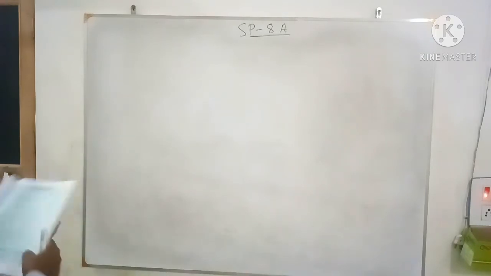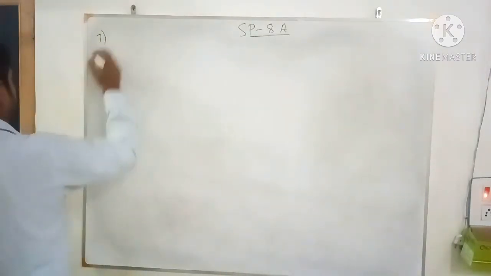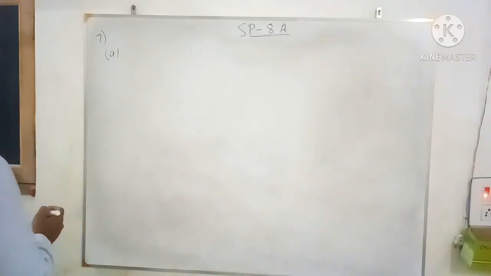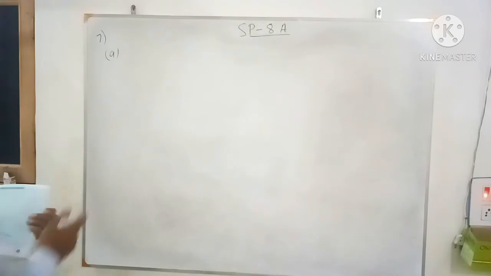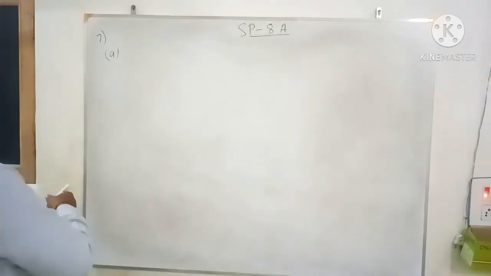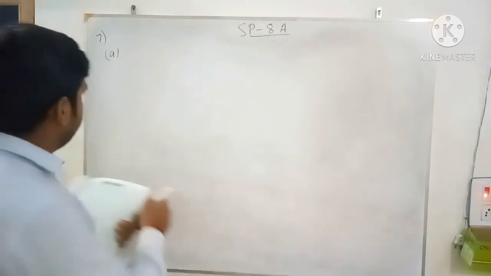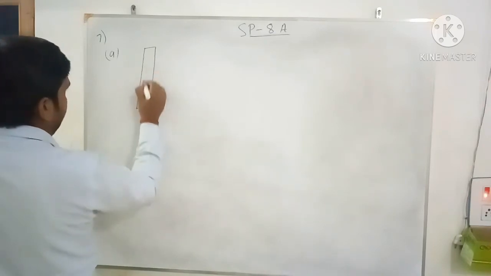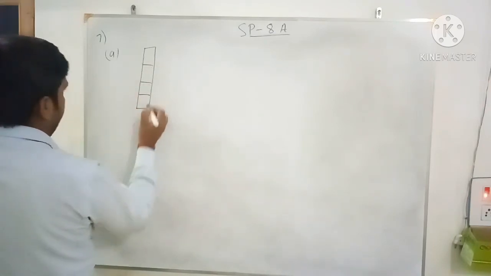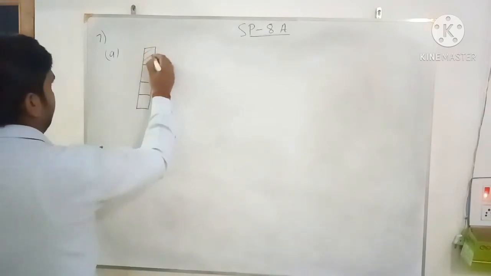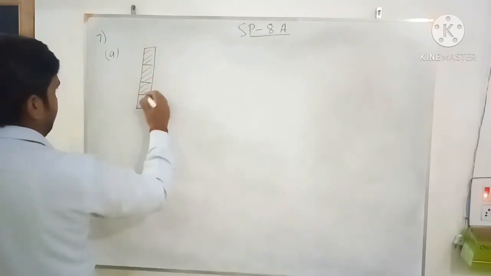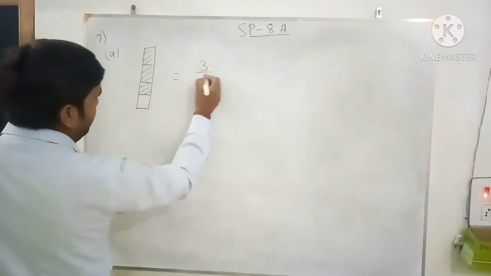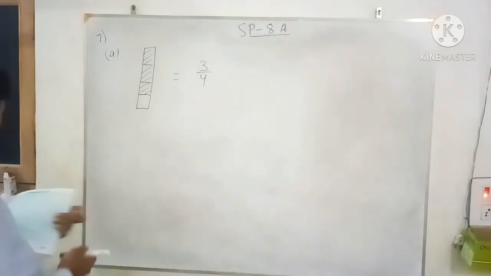Now question number 7A. Use the following diagrams to complete the table. Fraction stated. For the A, what fraction is stated? So in this you can see out of 4 parts, 3 parts are stated. Here 4 parts are there. It's a whole, 4 parts are done. And out of the 4 parts, the first 3 parts are stated. So the fraction for A will be what? 3 by 4. So this fraction can be written as 3 by 4.